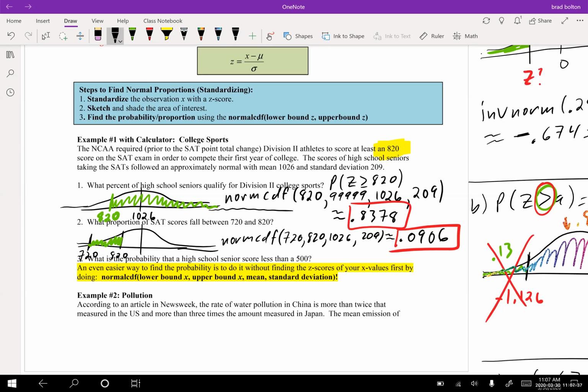Okay, so now I just want to show you guys something. Now, if we didn't do it this way, I'm going to draw.